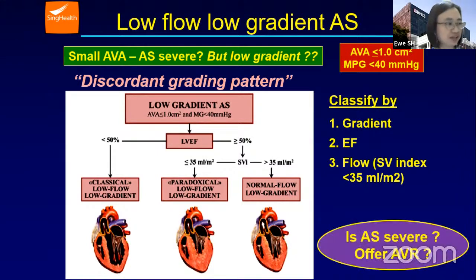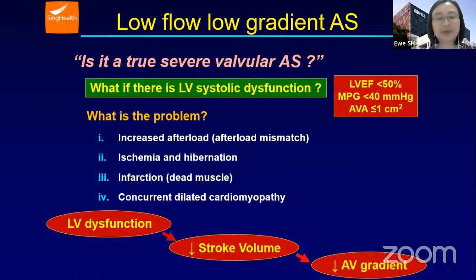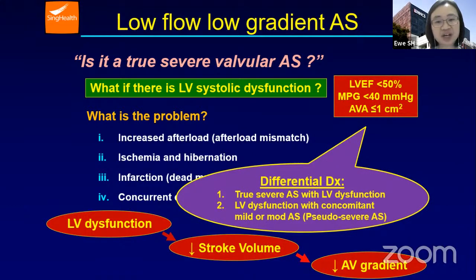The question then is, is the aortic stenosis severe enough that you want to render patients subject to an aortic valve intervention? So in this case, for example, you have a patient with severe LV systolic dysfunction, and the question you have for yourself is: is this true severe aortic stenosis because of afterload mismatch with LV dysfunction, so that you want to offer aortic valve intervention, or is it LV dysfunction with concomitant non-severe aortic stenosis?